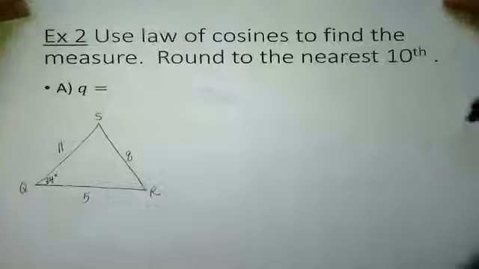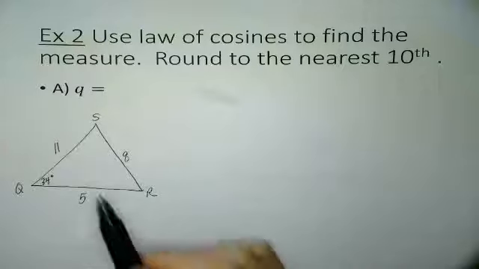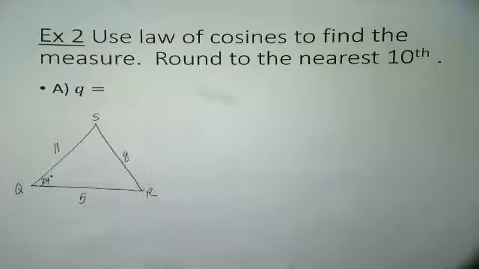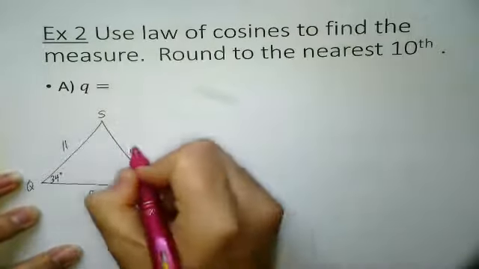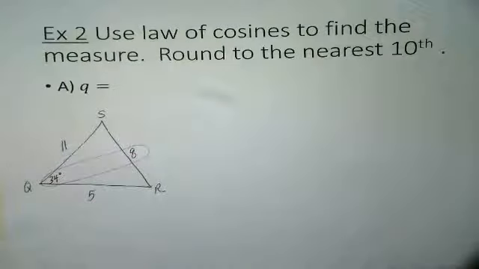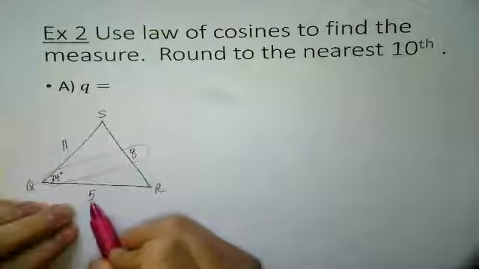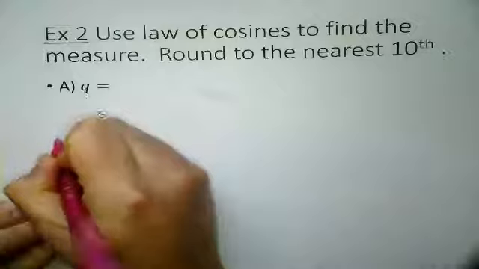All right, now law of cosines. Use law of cosines to find the measure. Round to the nearest tenth again. We are trying to find Q here. Because I am trying to find Q, I'm going to go ahead and circle that and its opposite angle, because that's really useful. And this is law of cosines. So you can see the information I'm given for law of cosines: two sides and an included angle.